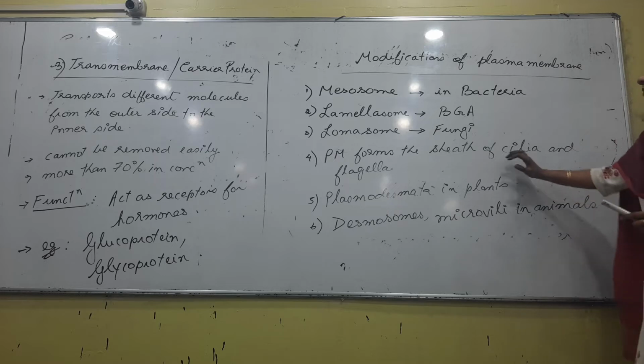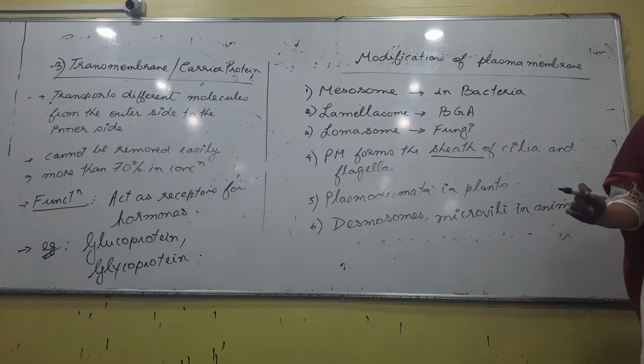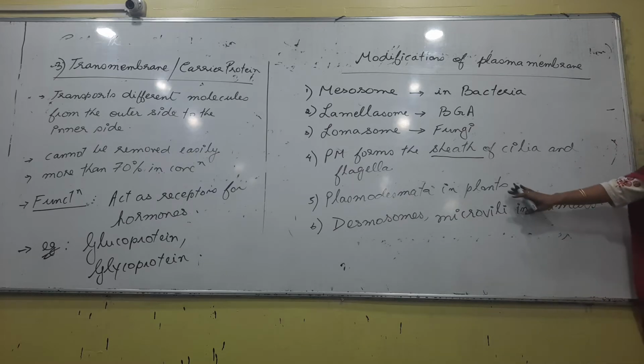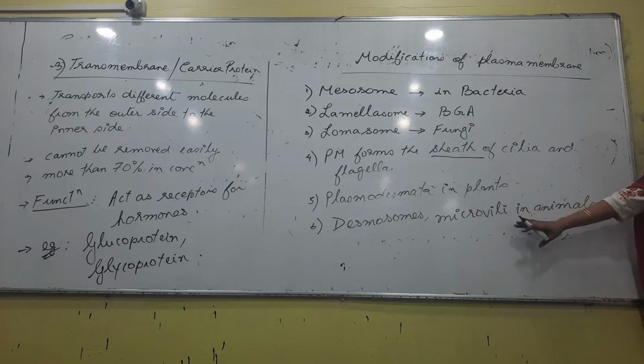Next, plasma membrane forms the sheath of cilia and flagella. What we understand by this line, we are talking about the covering of cilia and flagella, right. Next is plasmodesmata. We have already understood and explained plasmodesmata. What is plasmodesmata? The connecting link between two cells. Which cells to be precise? Plant cells, right. Next, desmosomes, microvilli, etc.